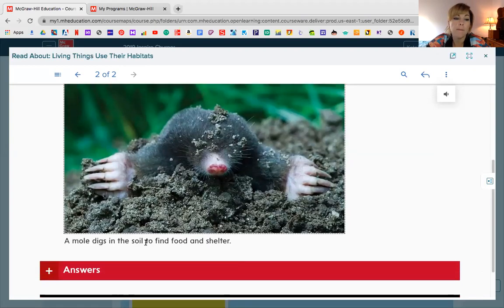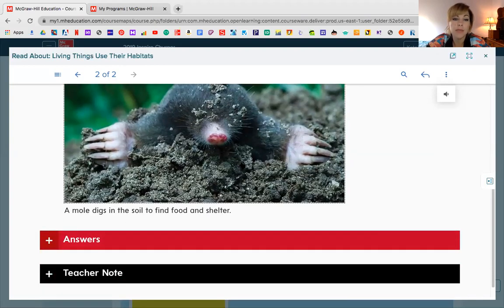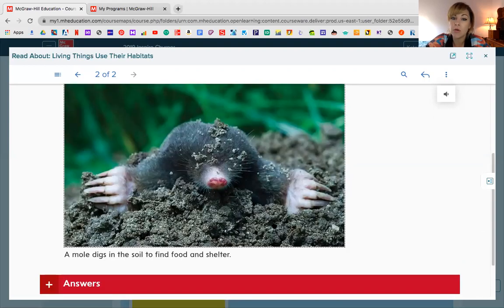So I know that he's probably digging for food, right? And if he burrows underground, he can live there and be safe, just like the bird can live in that cactus. So they're both using stuff within their environment to keep them safe and possibly find food. So this mole, I'm sure he's looking for something delicious in the dirt, but he could dig deep down into the ground where he's not going to be eaten by another animal, just like that bird.